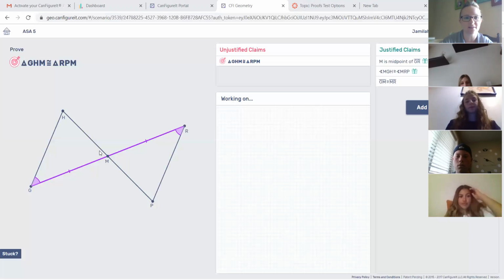Yeah, do you see this little guy right here? And this little guy right here? Because they're across from each other in that X, they're automatically the same size, automatically.